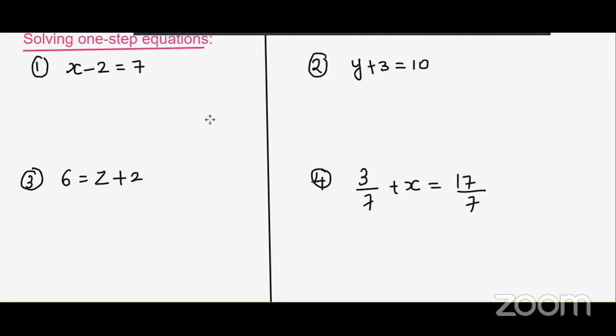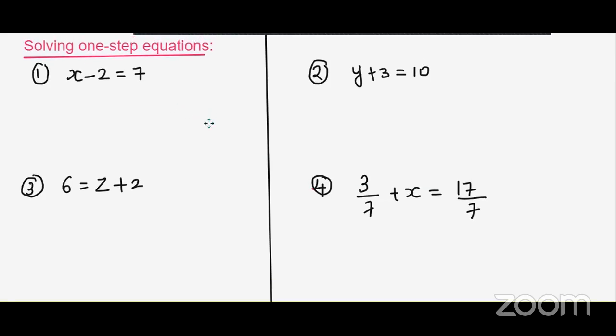So as you can see here, the questions that I've taken have, first of all, only one variable, and these variables have the power 1. So all these questions are linear equations.